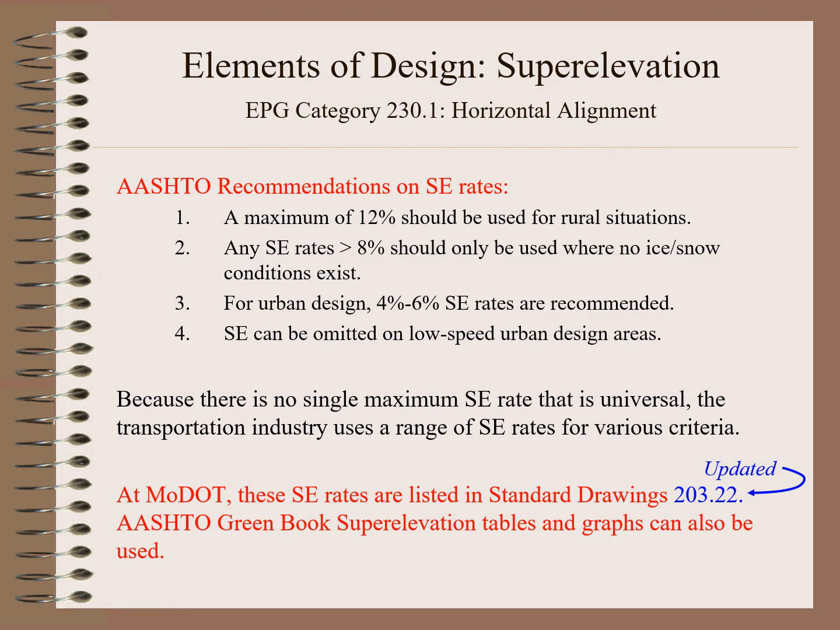AASHTO recommends superelevation rates. A maximum of 12% should be used for rural situations. Any superelevations greater than 8% should only be used where no ice or snow conditions exist. For urban design, you can choose anything between 4 and 6% maximum superelevation rates. Superelevation can be omitted completely on low-speed urban design areas.